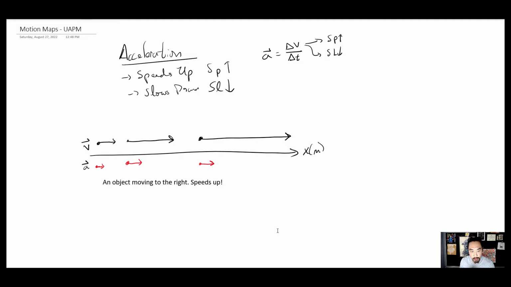Now I tried to make my acceleration vectors relatively the same size, and this is important because we have uniform acceleration, and uniform simply means that it is not changing, it is constant. Uniform acceleration. And so that shows us an object that is speeding up to the right.